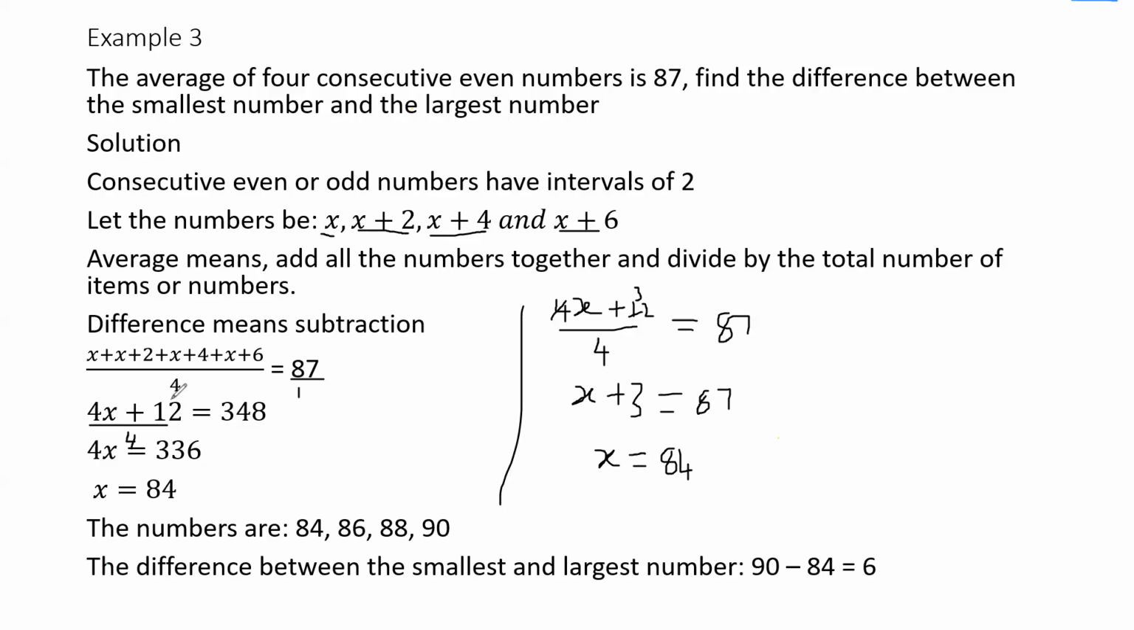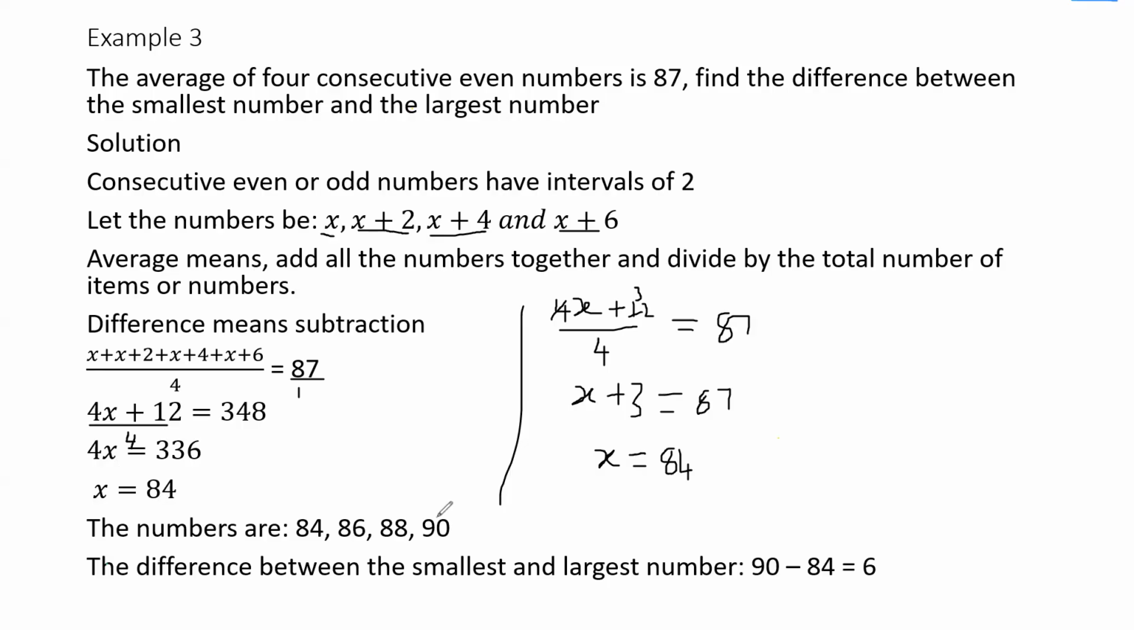Here I cross multiplied, so I multiplied 87 by 4 and got 348. It's also correct. Therefore, when you send the 12 to the other side, you get 336, divided by 4, you get 84. Therefore, the first number is 84. 84 plus 2 is 86, 84 plus 4 we get 88. Are you okay? Now 88 plus 2, you get 90. So these are the 4 numbers that we are talking about.